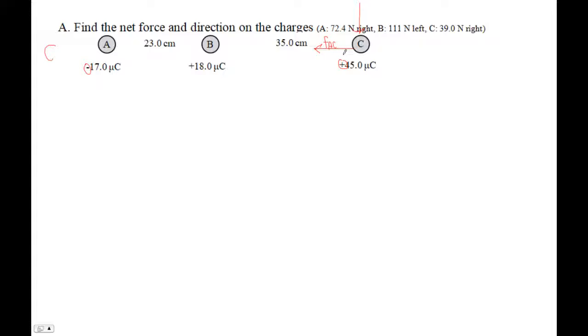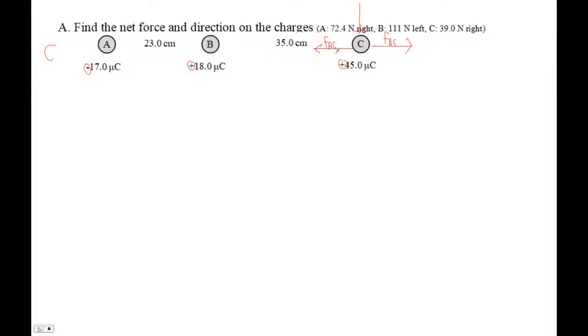Okay, because it's attracted to A, right? The force of B on C is going to be, since this is a positive charge and that's a positive charge, it's going to repel. So the force of B on C will be that way.